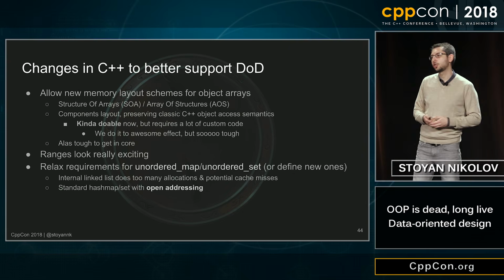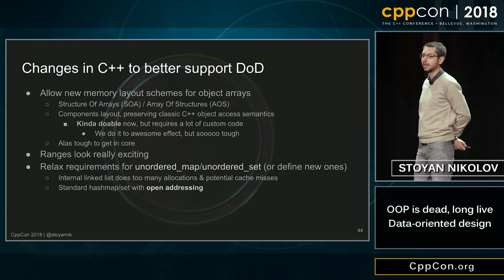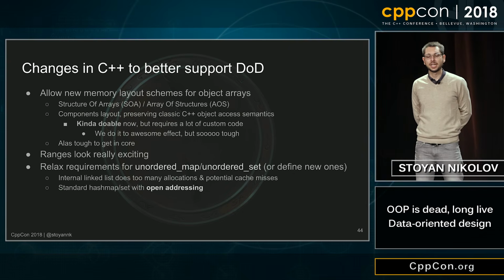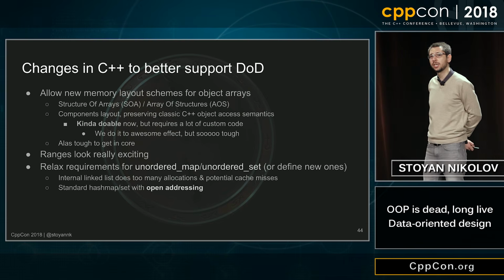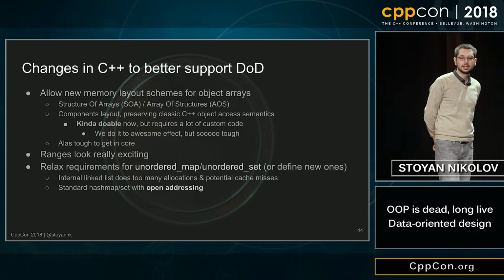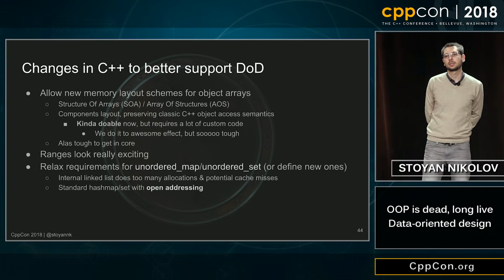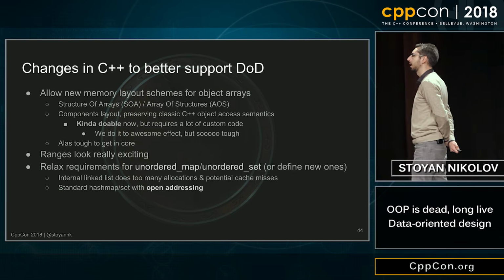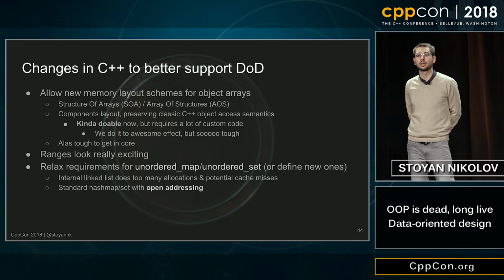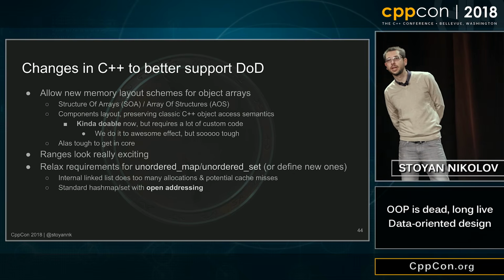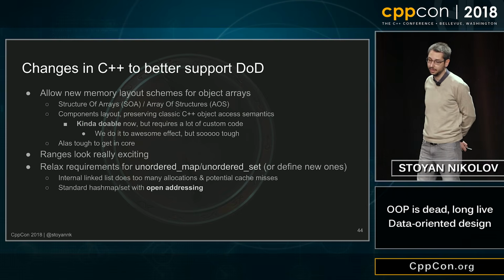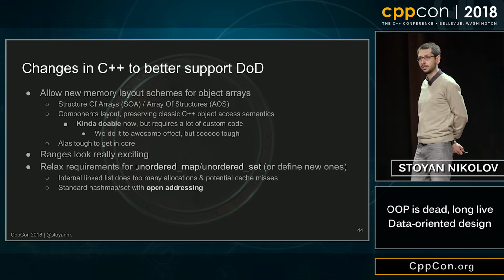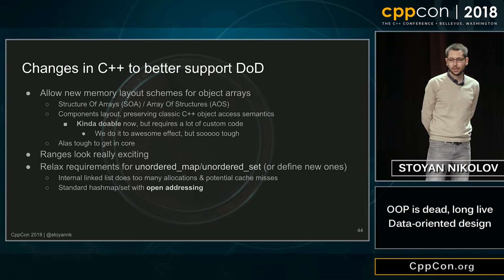Finally, are there some changes in C++ that will make it easier for us to write data-oriented design code? I have a dream, which will probably never come true, but there are languages that allow you to change the memory layout of objects very easily and to experiment, for instance, with array of structures, structure of arrays, and not having to rewrite like half of your code for that. I don't see it coming, but we can always hope.